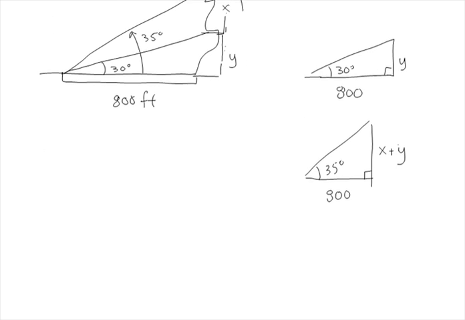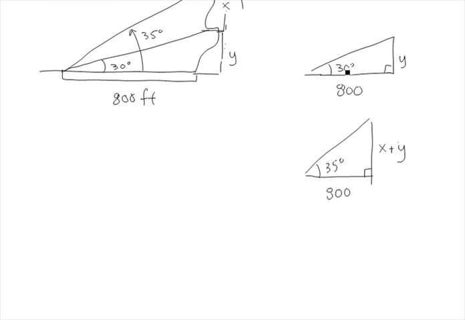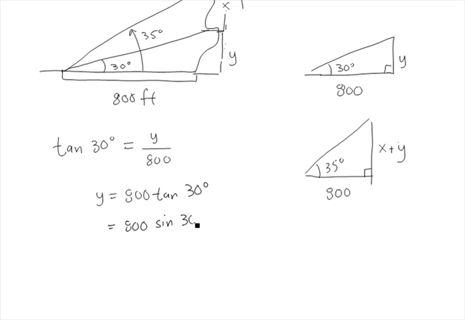Here, because we know the side opposite to the angle and the side adjacent to the angle, we're going to use the tangent relationship. So triangle 1 implies that the tangent of 30 degrees is equal to opposite side over adjacent side. And so that tells us that y is equal to, multiplying both sides by 800, 800 tangent of 30 degrees. Now, tangent of 30 degrees we can reduce because that is equal to the sine of 30 degrees divided by the cosine of 30 degrees.